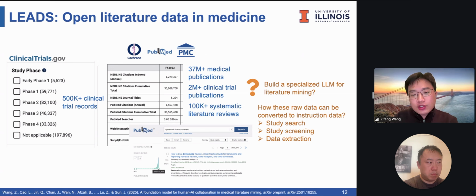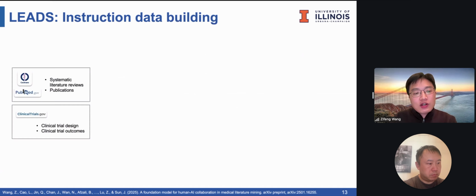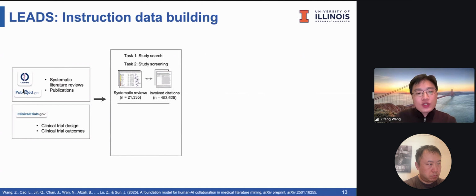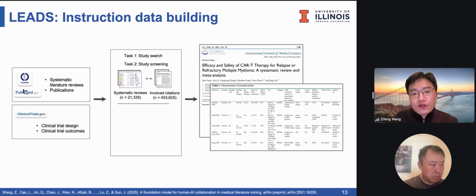So this is a core question: how we can leverage this enormous public literature data to build a specialized LLM. So we start from the source data like reviews, publications, and clinical trial design information. For the first two tasks, we can leverage the links between the reviews and the studies involved in their analysis, right? We actually found more than 20,000 reviews with such linkage, and this linkage is useful for the first two tasks because they are all about finding the target studies.